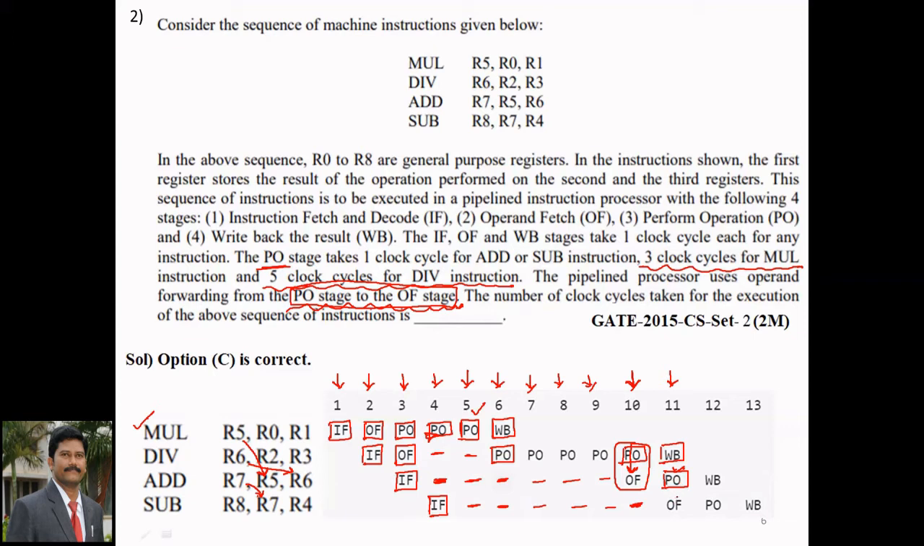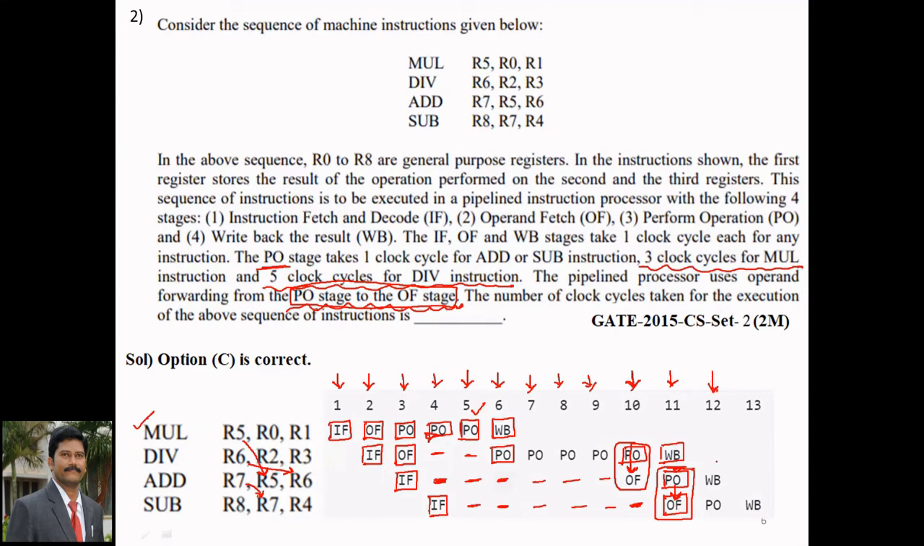At the same time, at clock cycle 11, subtraction operand fetch will start here because there is a data operand forwarding technique from PO stage to OF stage. Directly the result R7 will be taken. No need to wait up to 12 because of operand forwarding PO to OF. Whatever the result R7 is will be taken. Operand fetch is done here at the same clock cycle. That is the advantage of operand forwarding from PO to OF stage.